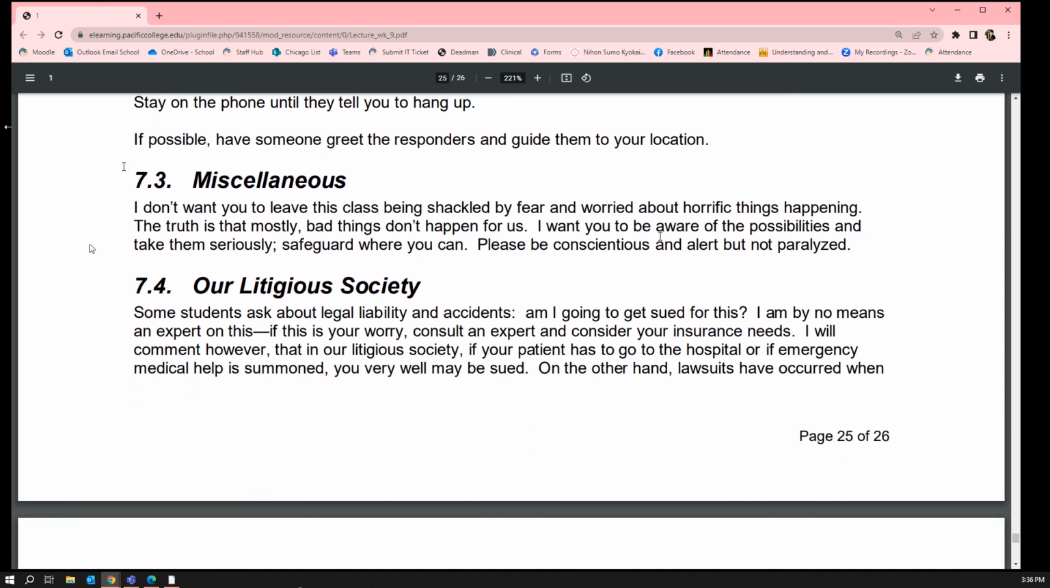All right, a couple more things here. We are almost to the end. Miscellaneous. I don't want this to paralyze you with fear. The truth is that mostly bad things don't happen for us. Every once in a while, bad things happen, right? Accidents happen, scary things happen, but that is true for all walks of life, all facets of life, right? So don't let these things strike fear into your hearts, but let it inspire you to arm yourself with knowledge. That's really what I want you to do. Please be conscientious and alert, but not paralyzed.